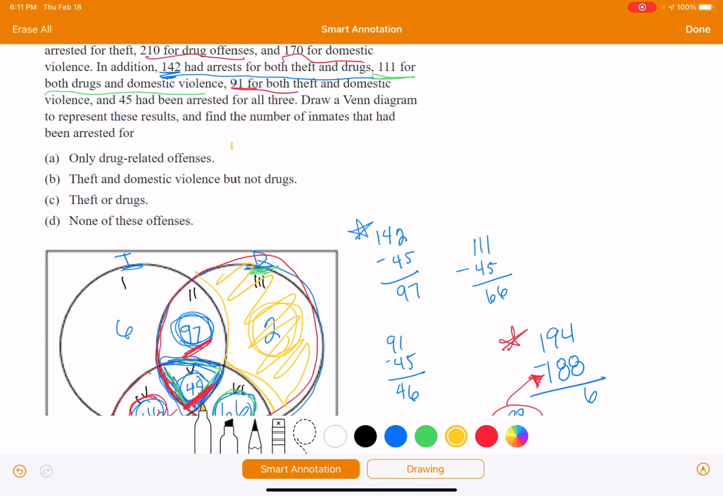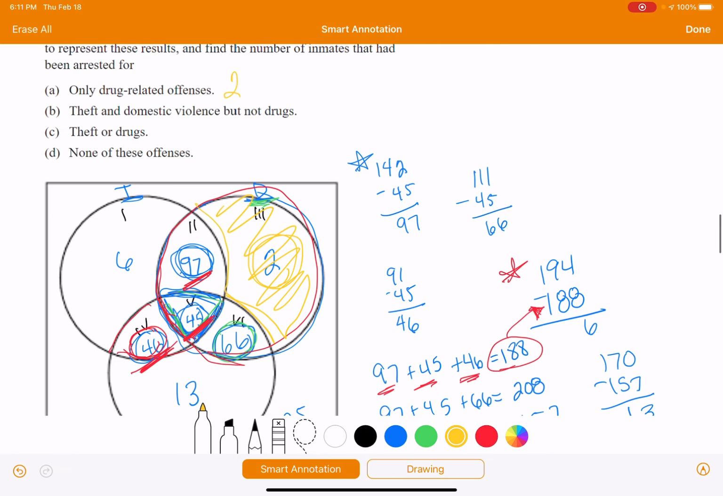Theft and domestic violence, but not drugs. So that's region 4, which is 46. Theft and domestic violence, that's here where these two meet, but not drugs. So that's 46. Then it says theft or drugs.